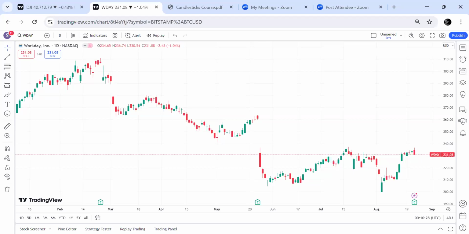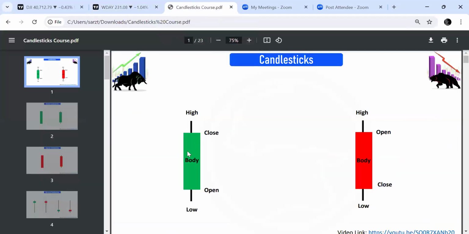When discussing candlesticks in technical analysis, it's essential to understand the two primary components of a candlestick. The first one is the body, and the second one is the wick. In candlesticks, we have two types: one is the bullish candlestick, and the other is the bearish candlestick. A bullish candlestick indicates that the price is increasing. A bearish candlestick indicates that the price is decreasing. In every candlestick, we have two components: the body, and the wick, which we can also call the shadow.